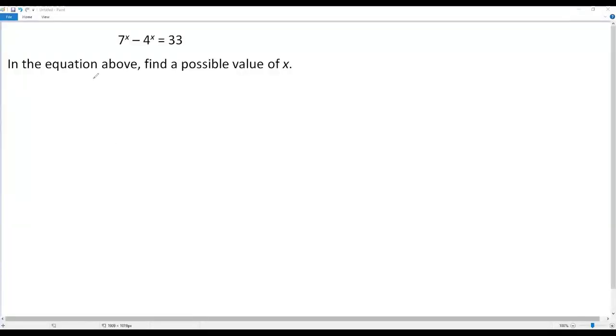Here we have a problem on exponential equation. Okay, let's go to the question. 7 to the power x minus 4 to the power x equals 33. In the equation above, find a possible value of x. That is, we have to solve for x in the given exponential equation.